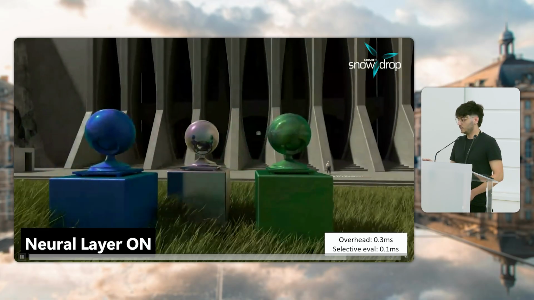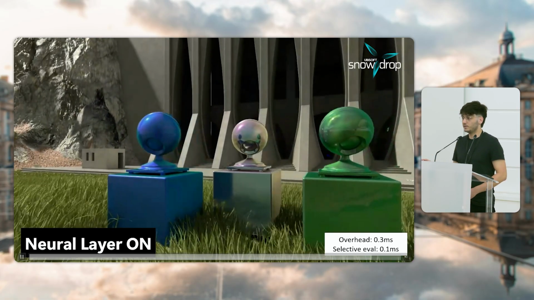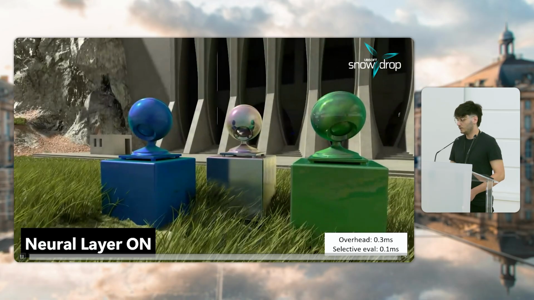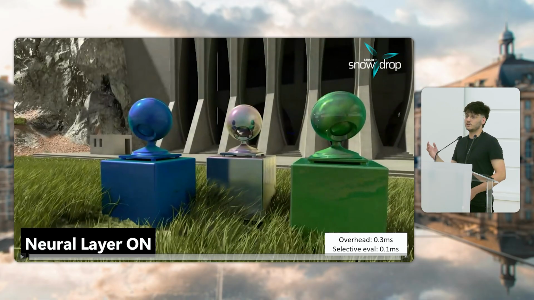In this scene, the neural layer only has 0.3 milliseconds of extra GPU time, and with selective evaluation enabled, as I described before, such as disabling the neural network where it will produce very little energy, we can even reduce it to 0.1 milliseconds.